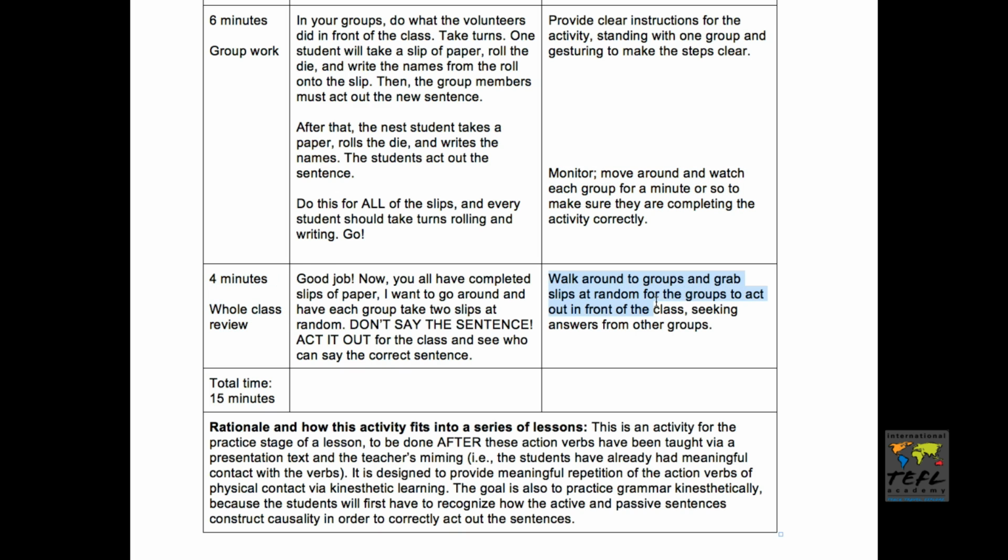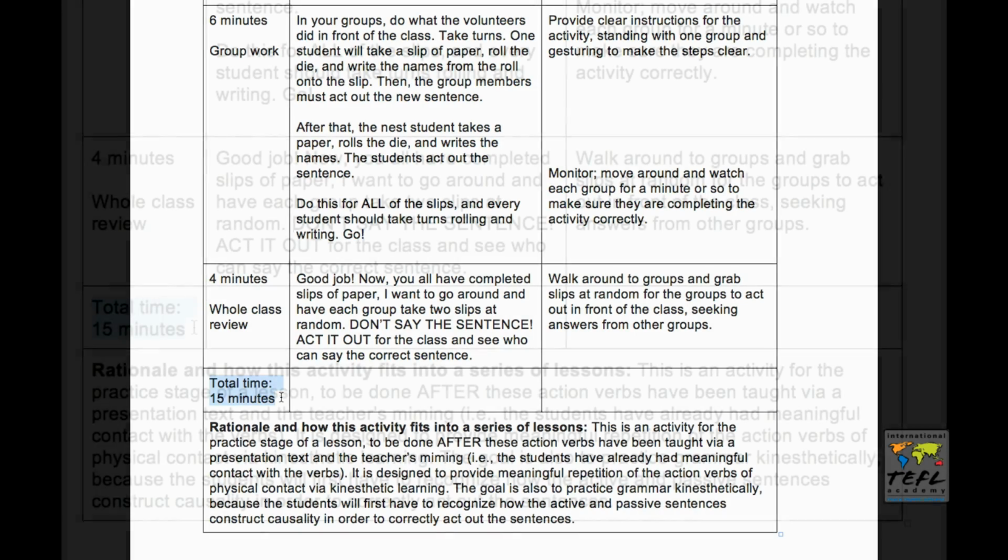And then the final stage, 4 minutes, is a whole class review. We walk around to the groups, we grab slips at random, and we ask them to act those out for the entire class. Now we tell them, don't say the sentence, act it out, and the rest of the class can kind of guess what the sentence was. And so the total time for this activity is 15 minutes. Your lessons will usually be much longer than this, but this is an activity template, not a lesson plan template.